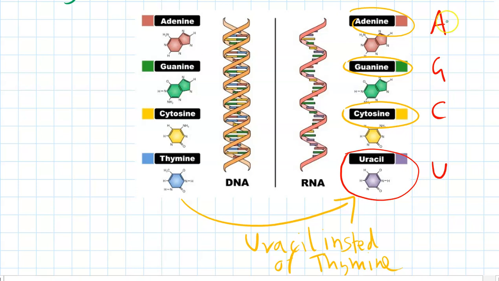And the base pairing rules are the same. So A pairs with U and G pairs with C. So these molecules come up again and again in genetics, and it's really important to know their structure and the bases that are found in each one.